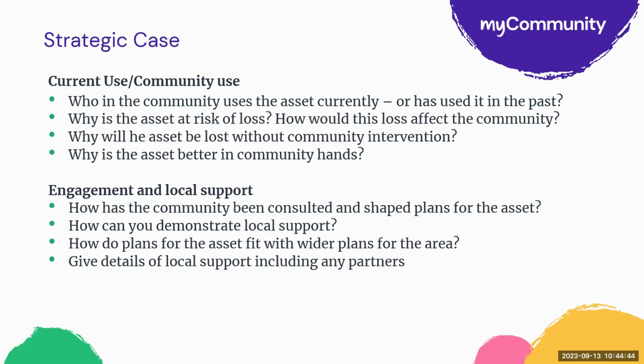So a strong application would demonstrate how the asset is used by the community with evidence of that. So numbers of users, examples of community participation. There'll be a strong connection made between the risk of loss and the impact that this would have on the community. And that risk is high and well evidenced. So perhaps a sale is imminent, or there's critical issues with the buildings, the fabric of the building. In terms of engagement and local support, how has the community been consulted and shaped plans for the asset? How can you demonstrate local support for the asset?